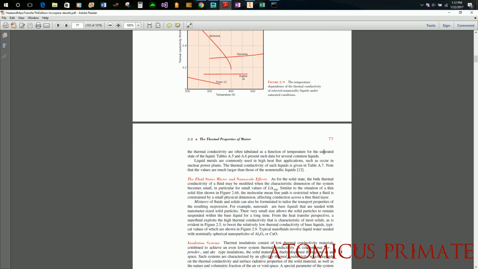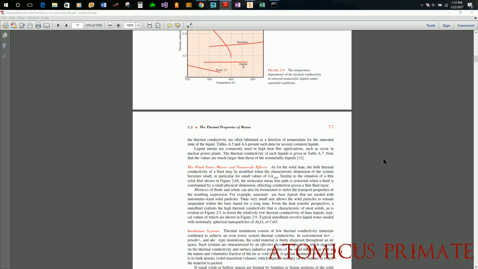Values of the thermal conductivity are often tabulated as a function of temperature for the saturated state of the liquid. Tables A.5 and A.6 present such data for several common liquids. Liquid metals are commonly used in high heat flux applications, such as in nuclear power plants. The thermal conductivity of such liquids is given in Table A.7. Note that the values are much larger than those of the nonmetallic liquids.